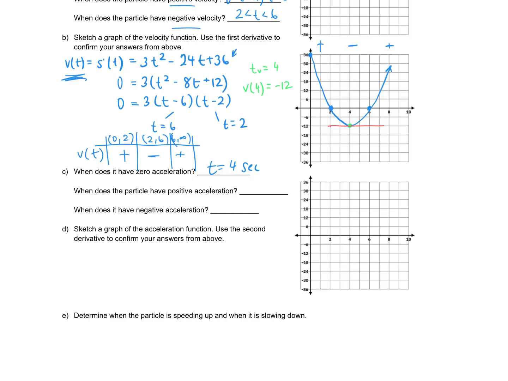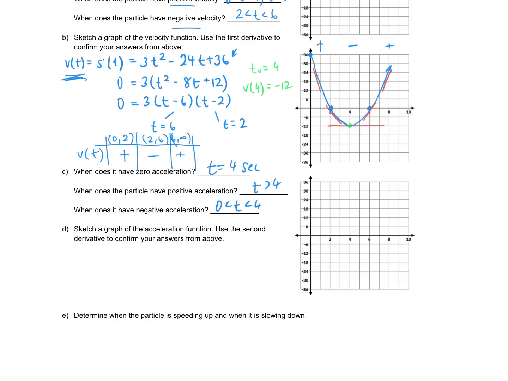When does the particle have positive acceleration and negative acceleration? When velocity is increasing, it's positive. So all of these points here have positive slopes, so when time is greater than 4, and negative at the beginning until we head to the vertex, so from 0 to 4.